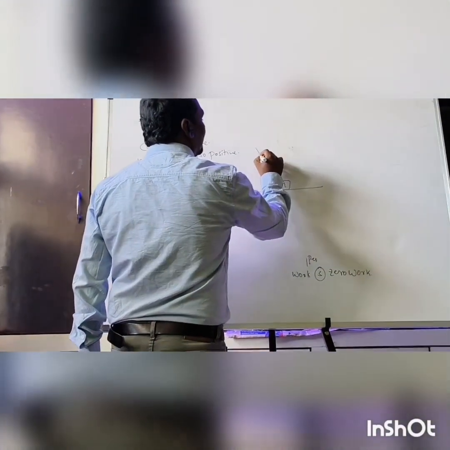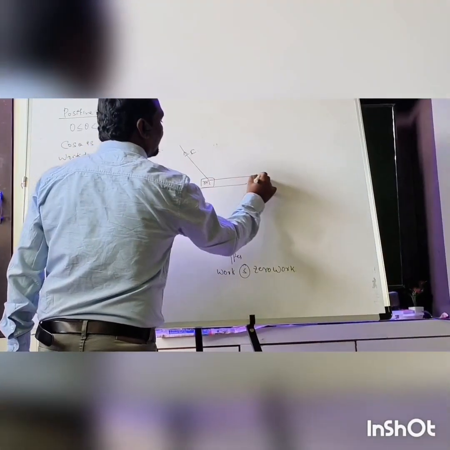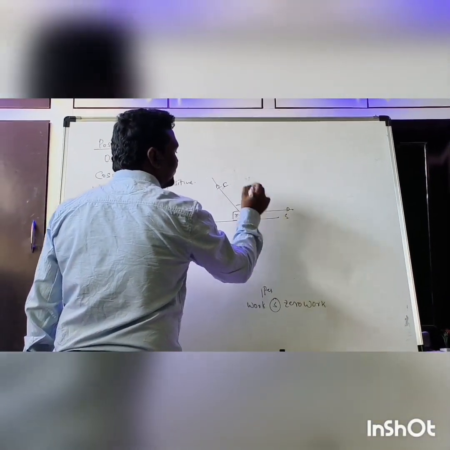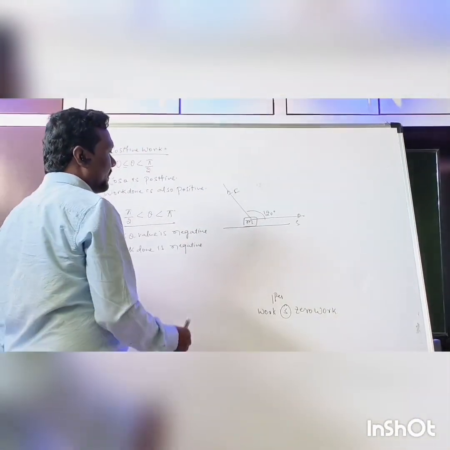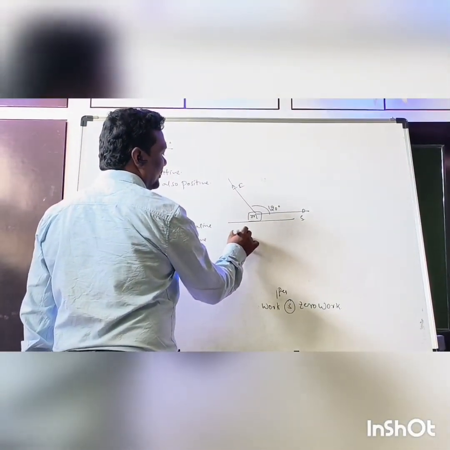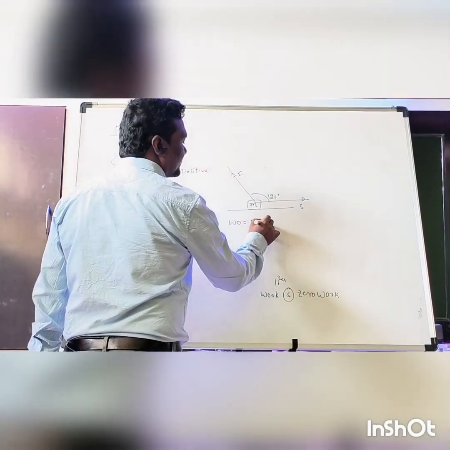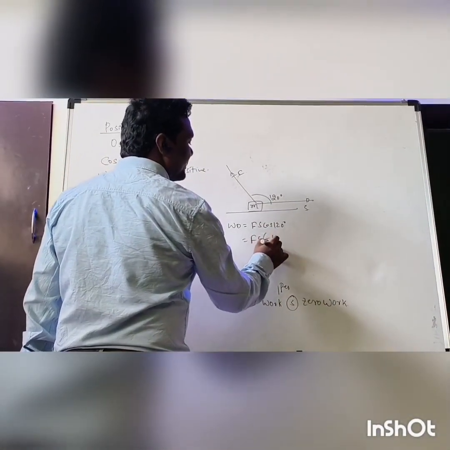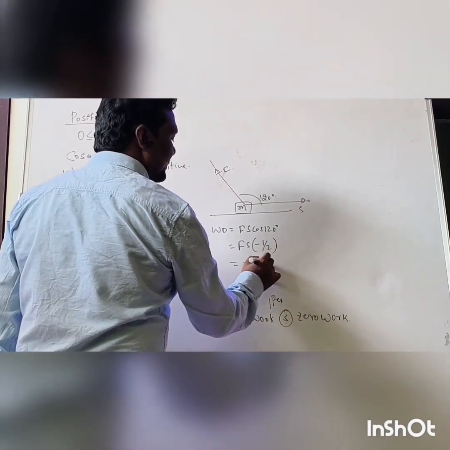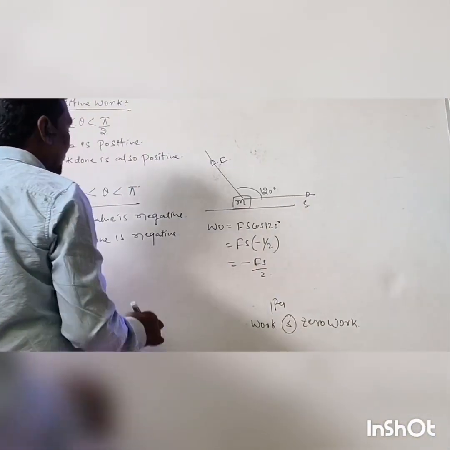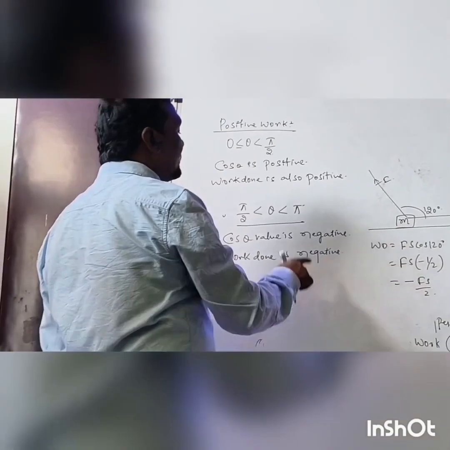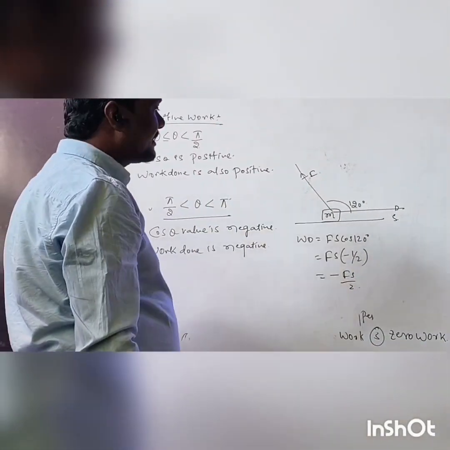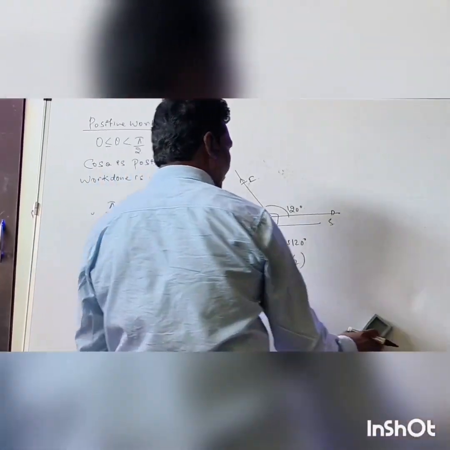Suppose M is the mass of the body. I applied the force in this direction and the displacement is in this direction. This angle is 120 degrees. Then what is work done? Work done is equal to Fs cos 120, which is minus 1 by 2, so minus Fs by 2. This is negative because the theta value is greater than 90 degrees. When theta is greater than 90 degrees, the cos theta value is negative.